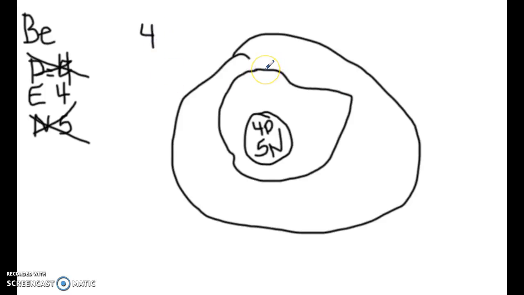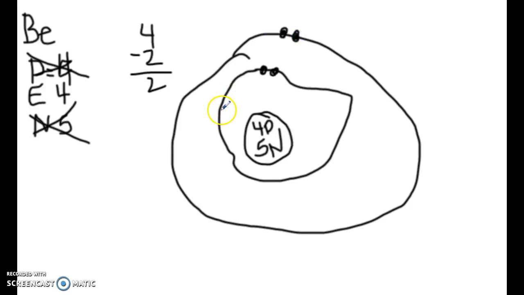How many can fit on the first? Well, we know from our rules that it is 2. So 4 minus 2 gives me 2 remaining, and that will go here. And it fits because that one can hold 8.